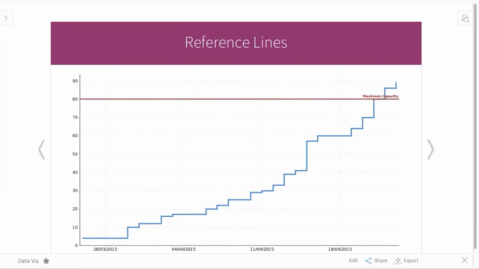Reference lines are another way of highlighting what's important. A reference line is a threshold based on a metric, and it's a very good way of seeing if you're on target for a goal.